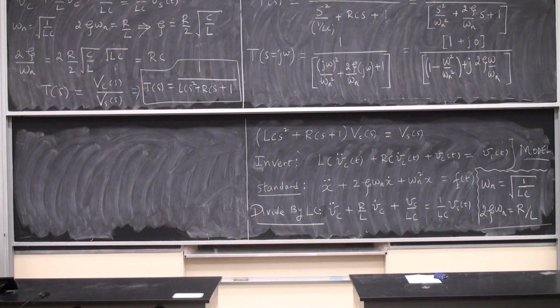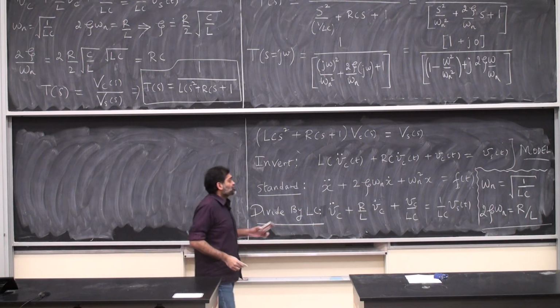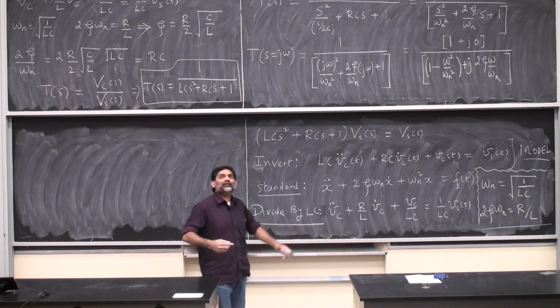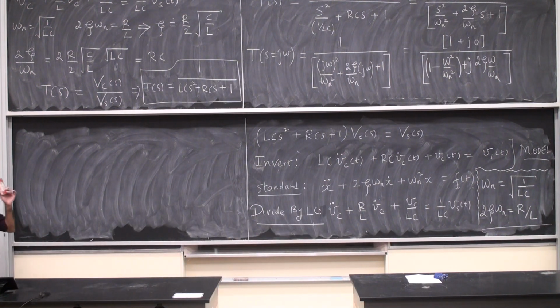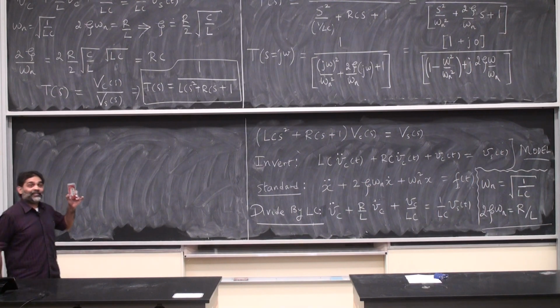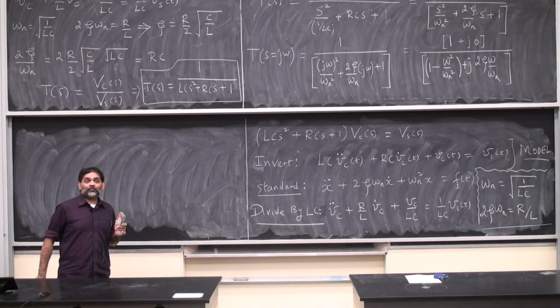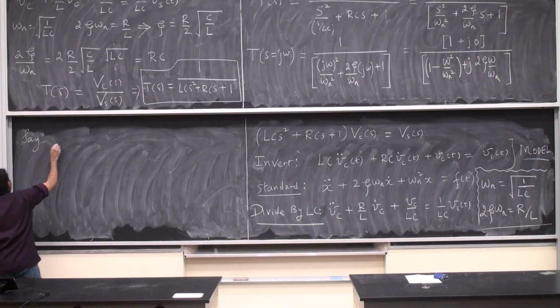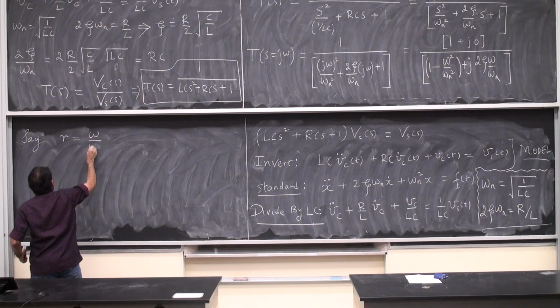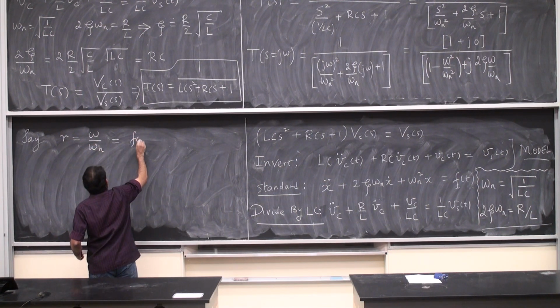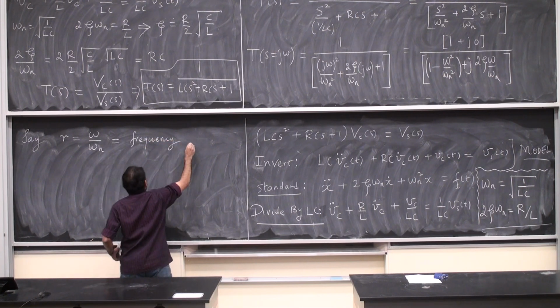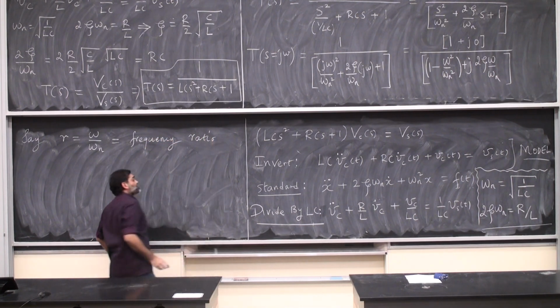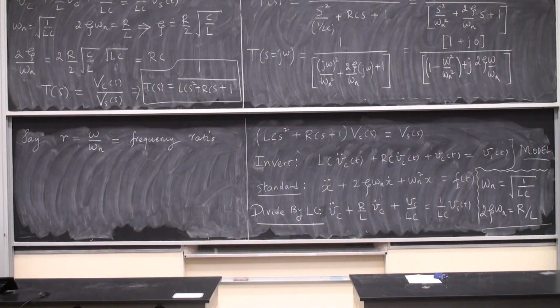Now we make a substitution. We say, okay, it is too much trouble to write this omega by omega n all the bloody time. And so I'm going to say, hey, let me call omega by omega n as a character little r, which is going to be called the frequency ratio. Okay, so say little r is omega by omega n. This is a frequency ratio, r for ratio.